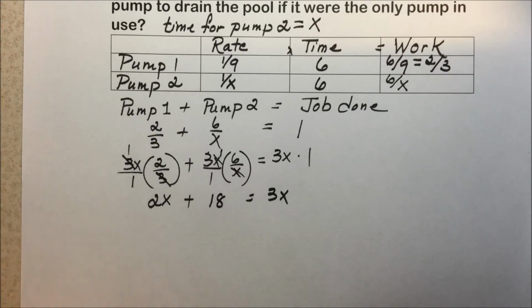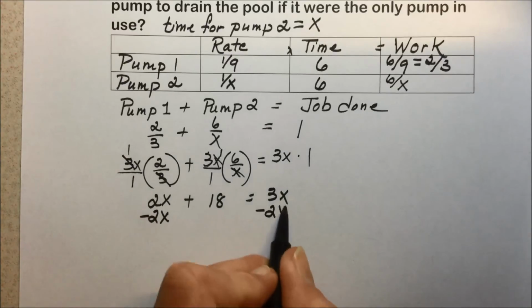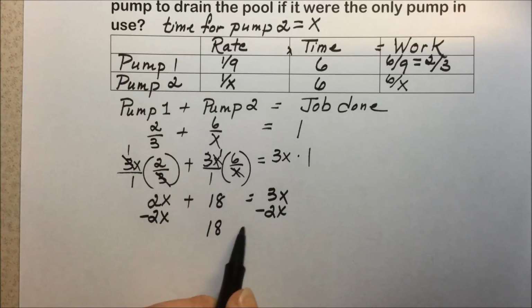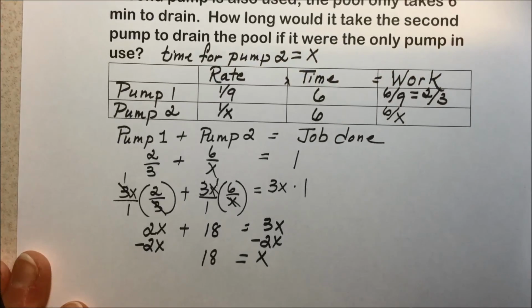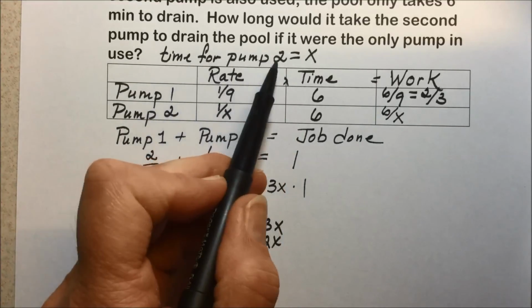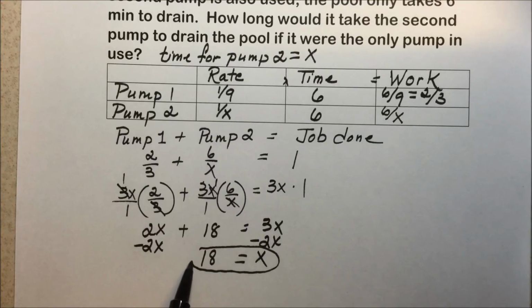We want to get the variable together, so subtracting 2x from each side cancels out the variable on the left, leaving 18. 3x minus 2x is equal to x. And the question was asking us, how long would it take the second pump to drain the pool if it were the only pump? We let x represent the time for the second pump, so our answer would be 18 minutes for the second pump working alone.